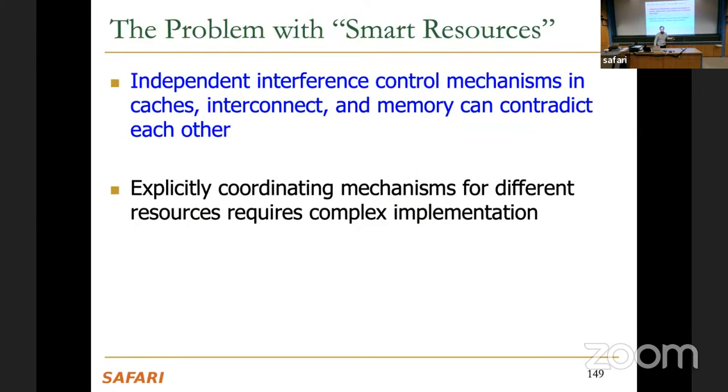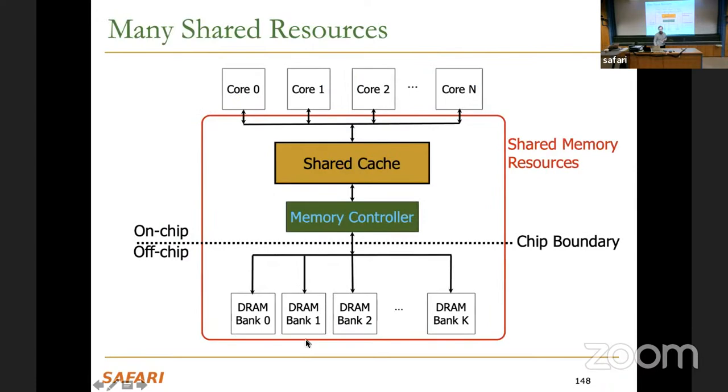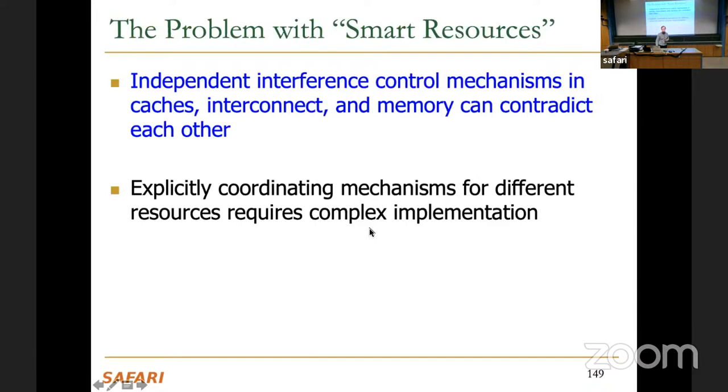Smart resources says, okay, have smart cache, smart memory controller, smart DRAM banks. It may be fine. And also explicitly coordinating these mechanisms requires complex implementation. So this paper also shows that having a smart cache and a smart memory controller at the same time doesn't necessarily give you a good performance in total, in aggregate, let's say. I'm not going to talk about that. But basically, you cannot just have smart memory controller, smart cache, smart interconnect, and hope that everything works fine, because these need to be coordinated somehow.